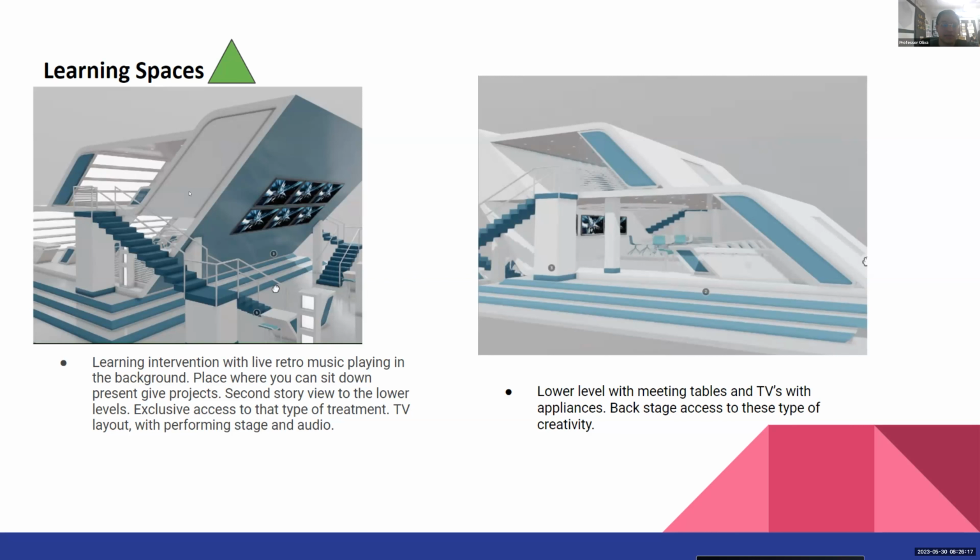There's also a TV layout. Maybe you can put a DJ right in front of it and it can probably perform. And yeah, this is the behind the learning space, probably more of a VIP access, lower level where you could be meeting with tables, TVs, and with TV appliances, backstage access to those type of creations.